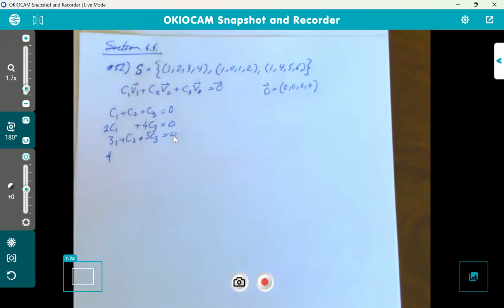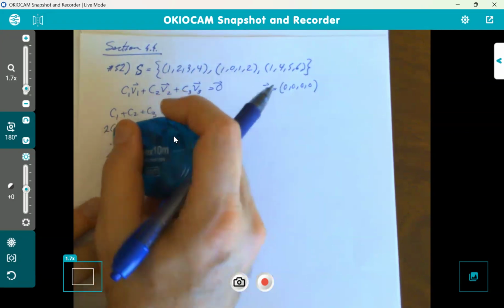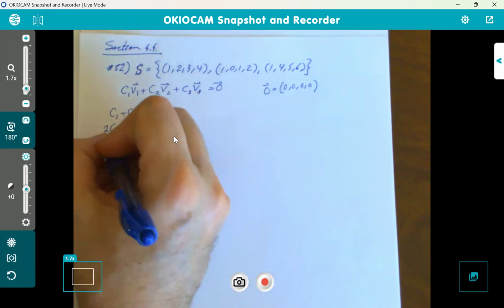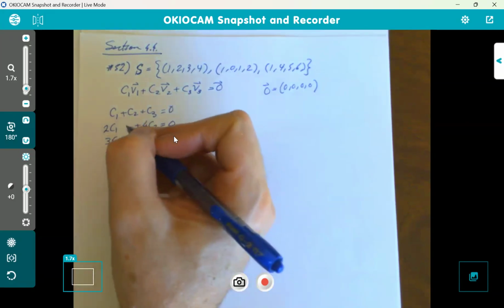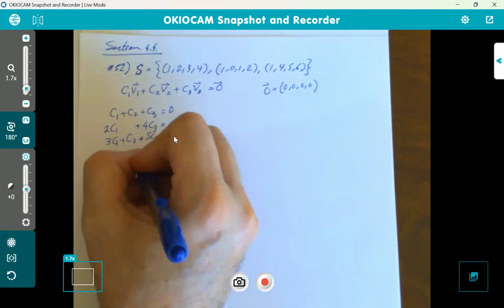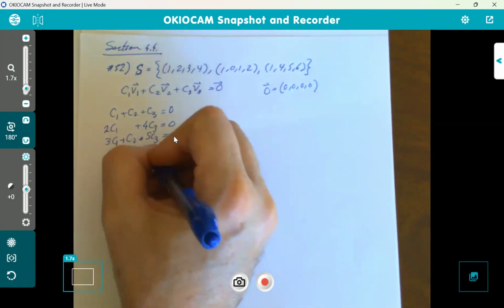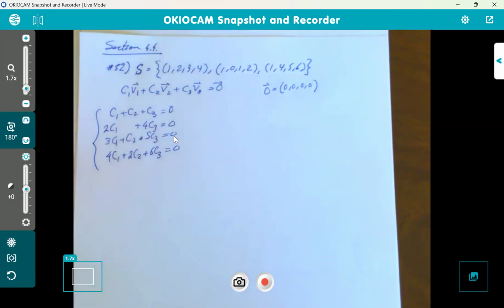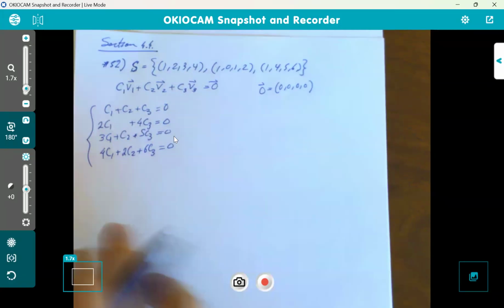I left the C1 out of this one because I'm thinking, talking, writing, and doing everything at once. That's why. So 4C1 plus 2C2 plus 6C3, that should be 0. Okay. So let's do this one.